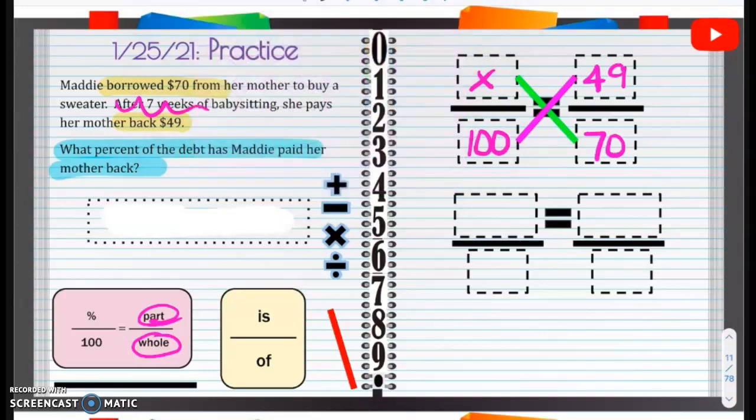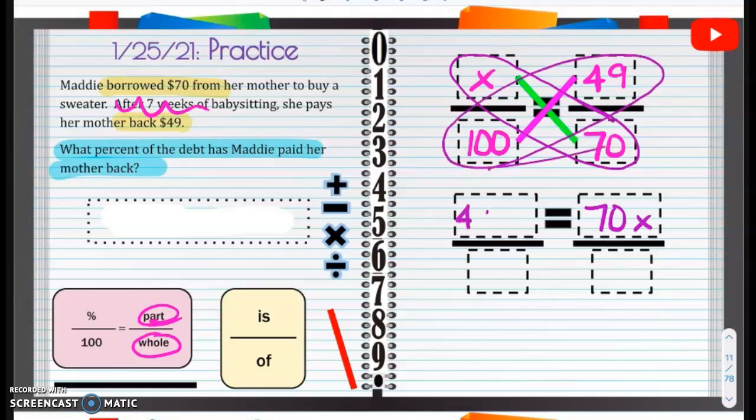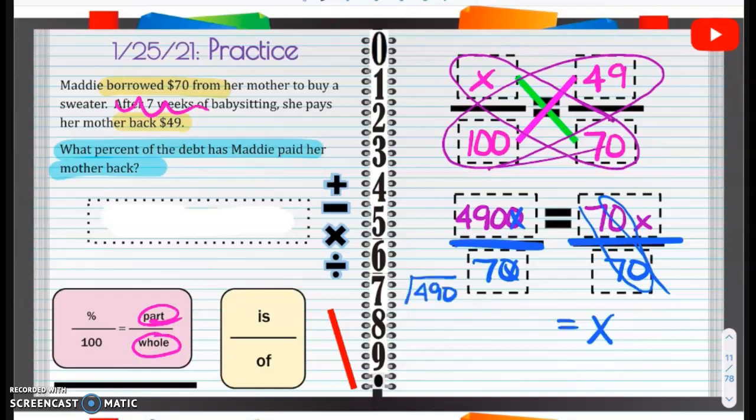All right, so 70 times x is 70x. 100 times 49 is 4,900. Now we can divide both sides by 70 because we need to get x by itself. Now, we have x by itself equals, well, we can cross out a 0. 490 divided by 7.